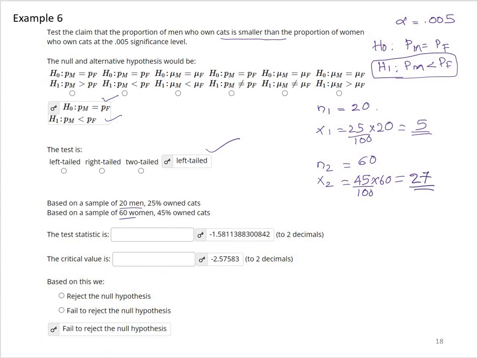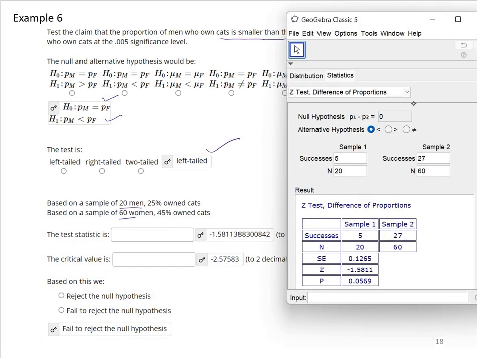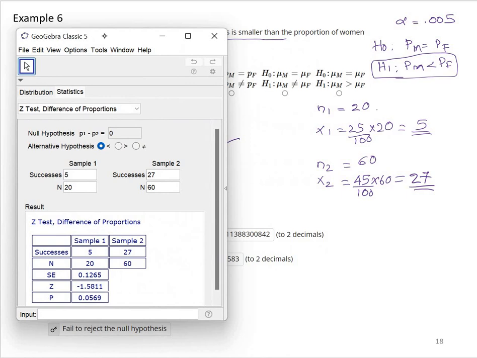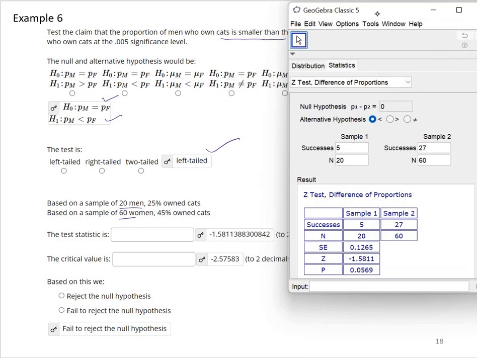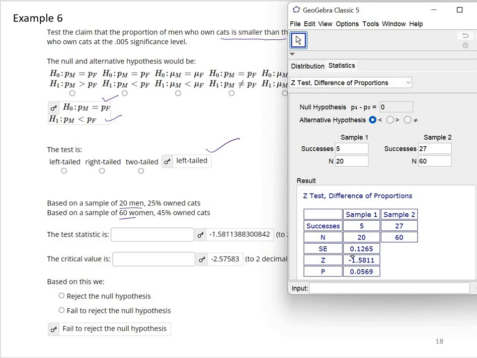Now we need to find the test statistic. We can use GeoGebra, the test of difference of proportions. The alternative hypothesis is left tail, so we have to select that one. Null hypothesis P1 is equal to P2. The number of successes is 5, and the total number is 20. The successes for the second one is 27 out of 60. So that's why the Z value is there. Z value is negative 1.5811.